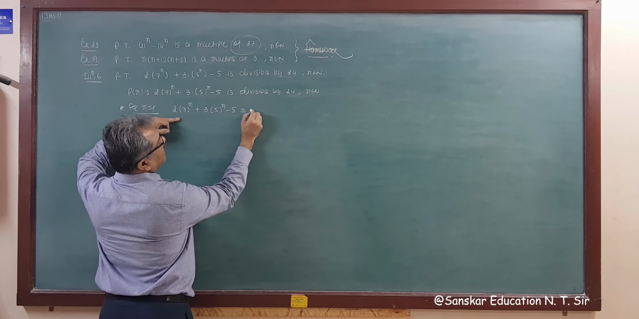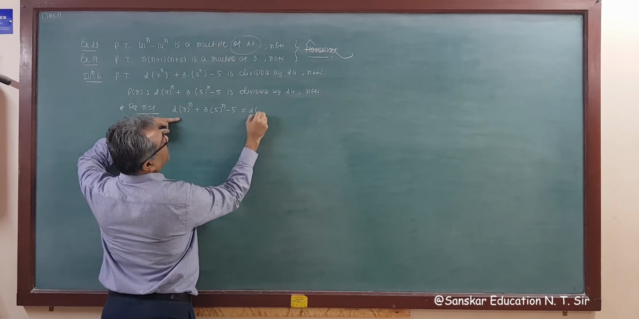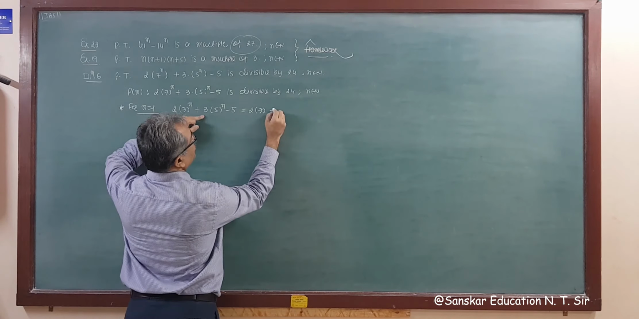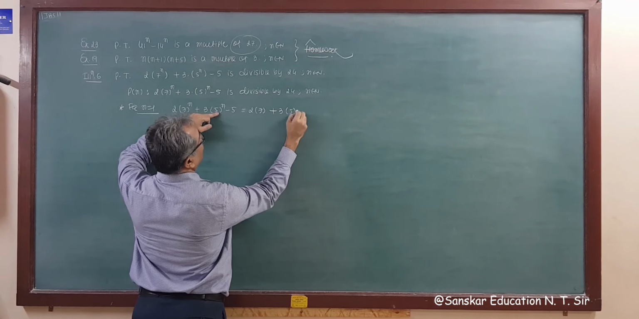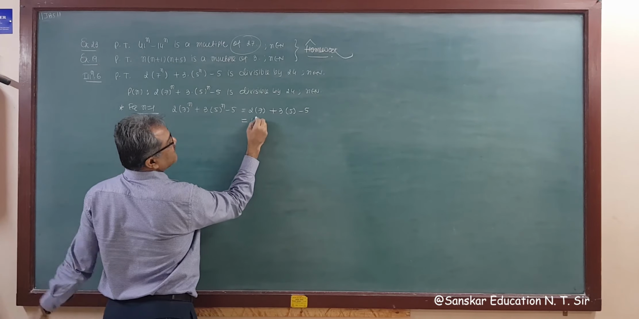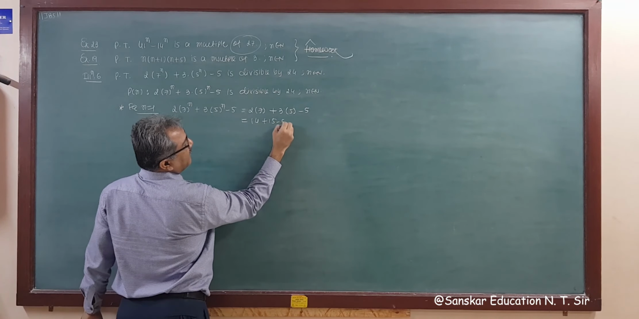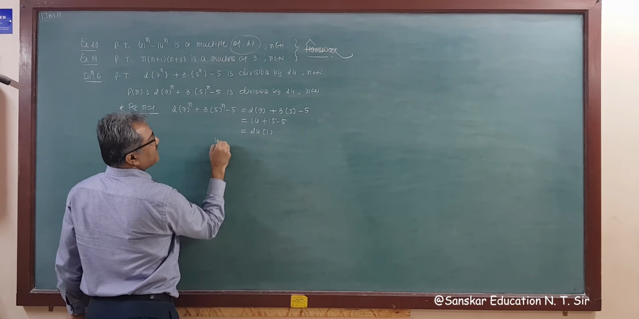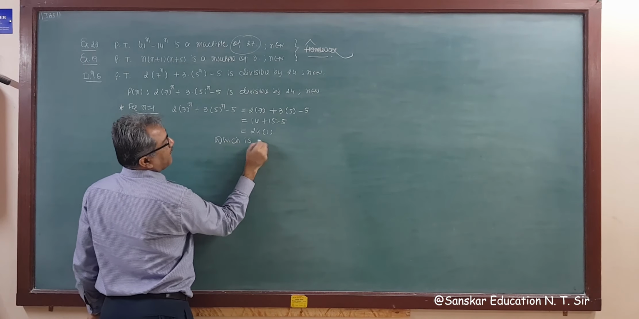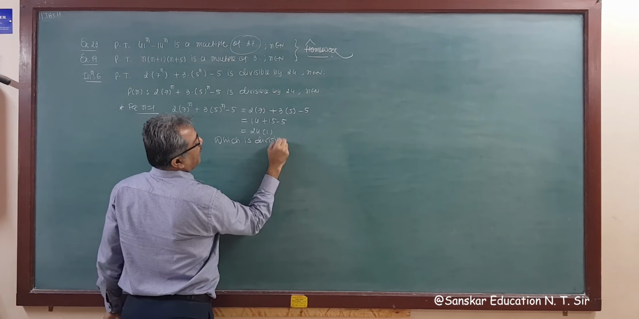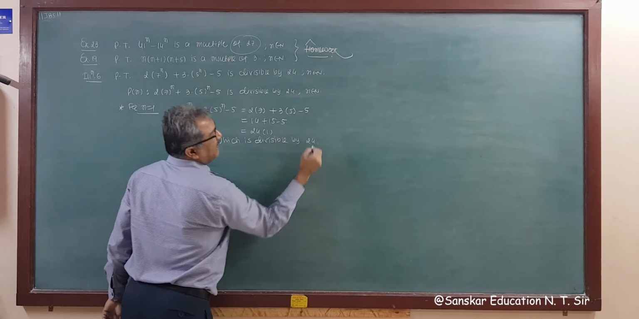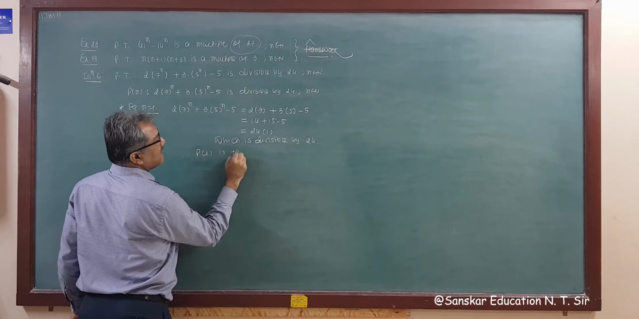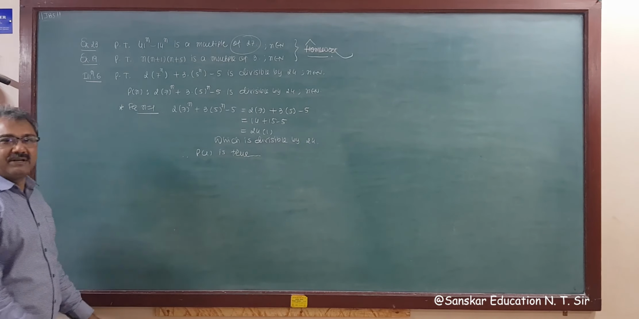What do we get here? Right? This is 2 into 7. Now you know what to do, so I am writing speedily. Right? So this is plus 3 into 5 minus 5. So this is 14 plus 15 minus 5. 15 minus 5 is 10. So this is 24 into 1, which is divisible by 24. Therefore, P(1) is true.